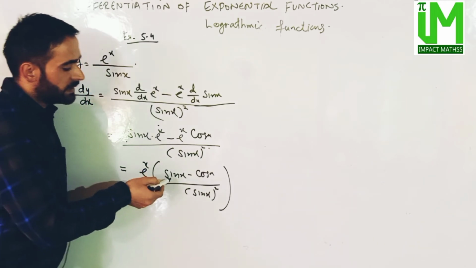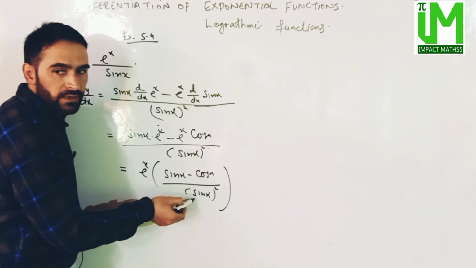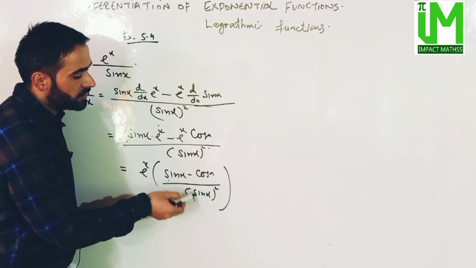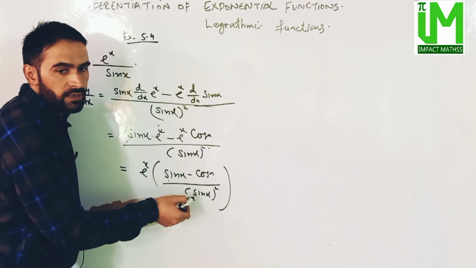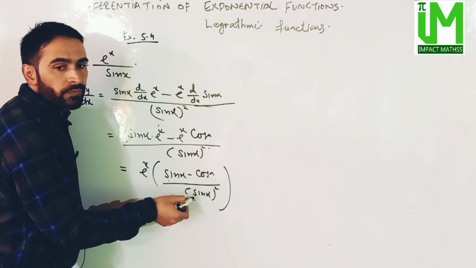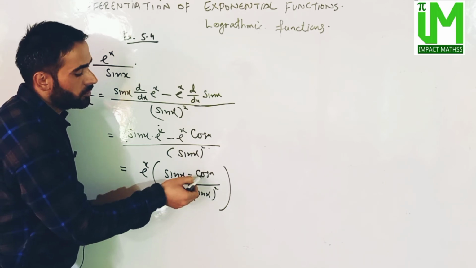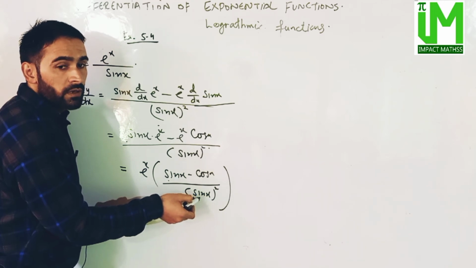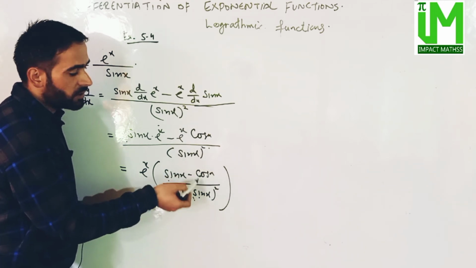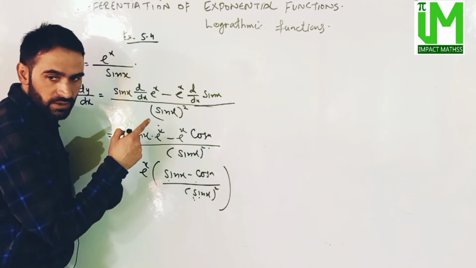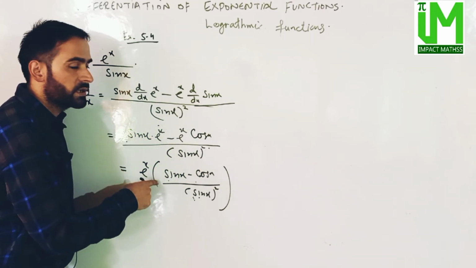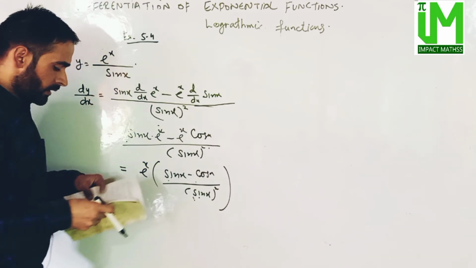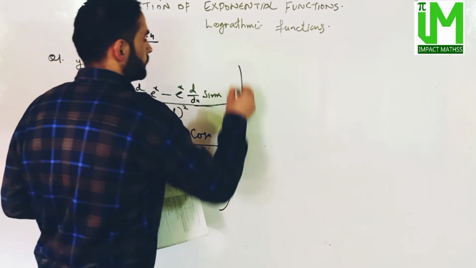Next, divide by sin x from sin square x. So sin x from sin square x gives 1 divided by sin x. What will that be? Cosec x. So this will be cosec x cot x. You can simplify this further, but this is the answer. Now let us look at question number 2.